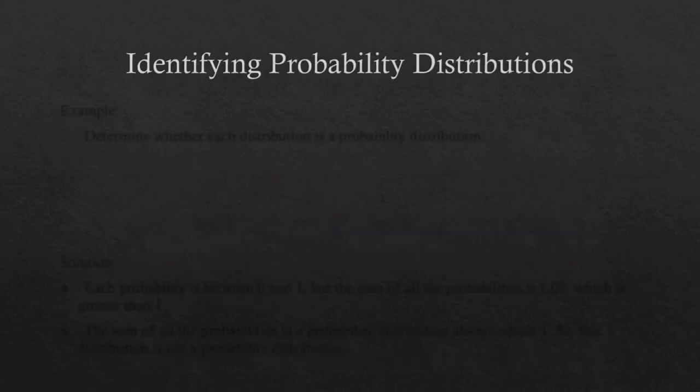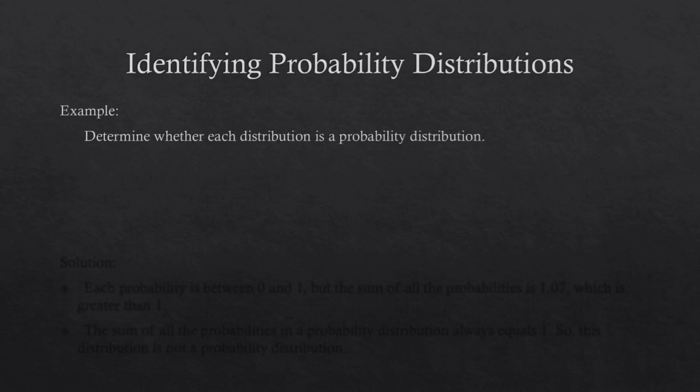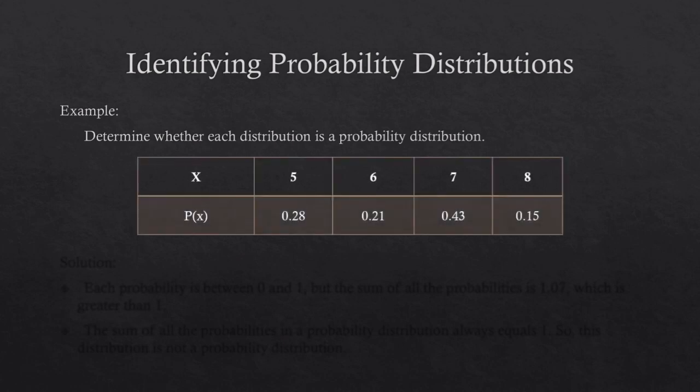Identifying probability distributions. Example, determine whether each distribution is a probability distribution. As you can see in the table, the probability of 5 is 0.28. The probability of 6 is 0.21. The probability of 7 is 0.43. And the probability of 8 is 0.15.